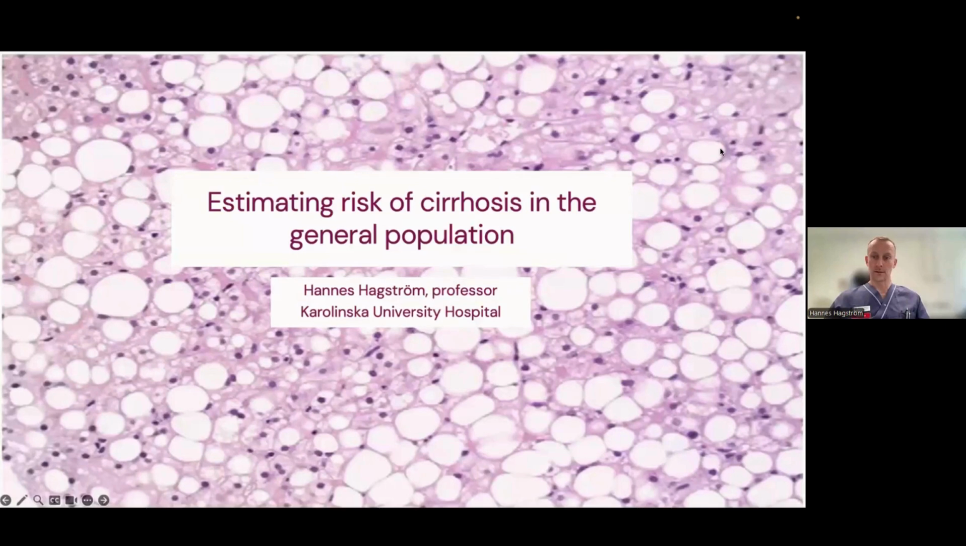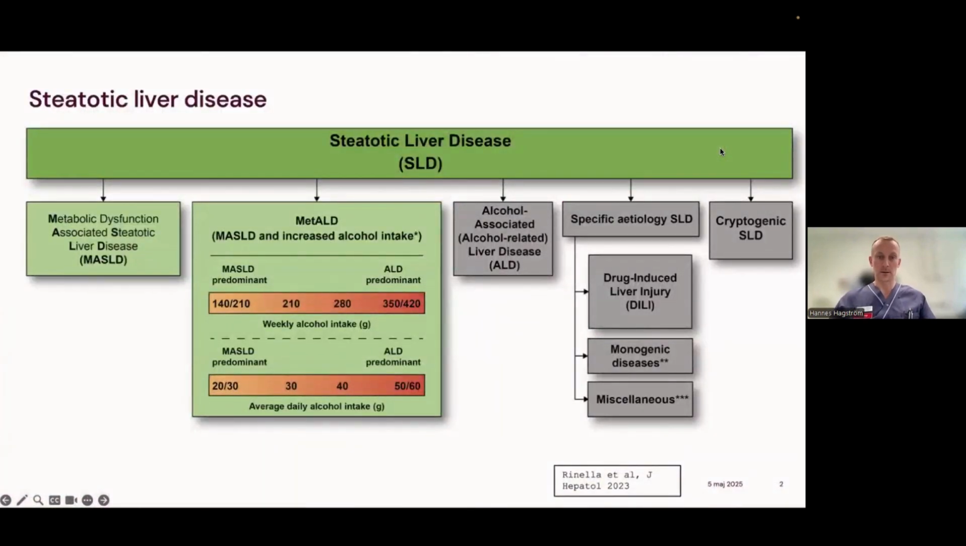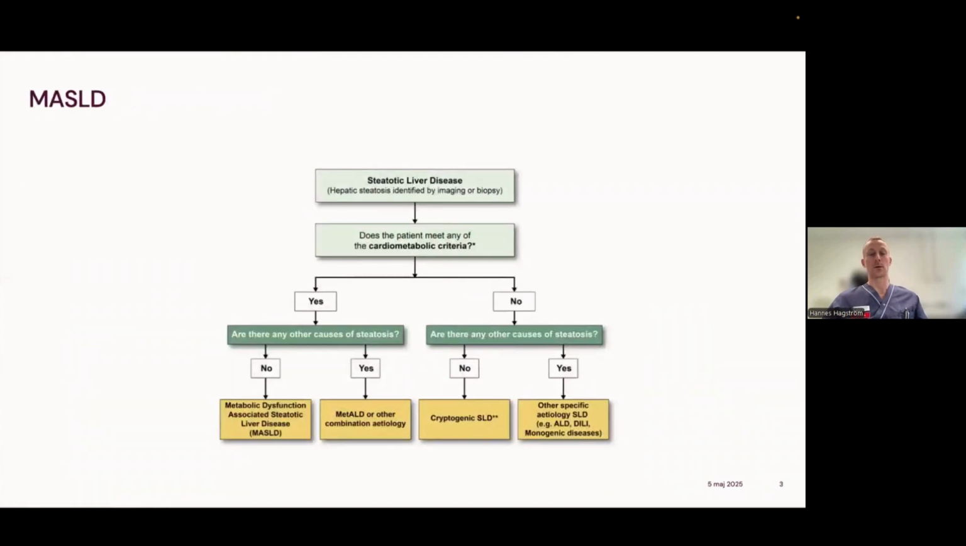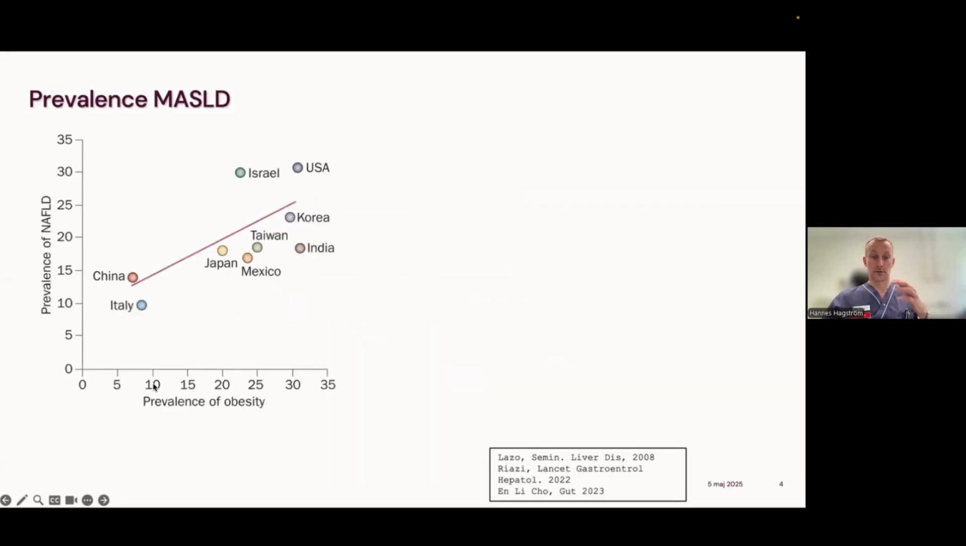So let's go. Of course you all know about the new classification of steatotic liver disease, and I will primarily talk about SLD here. SLD is defined by having steatosis on imaging or biopsy, and if you meet any of the cardiometabolic criteria and there are no other causes of steatosis, then you probably have SLD. So this is, of course, a very prevalent disease now, and this is why we're starting to talk about screening.